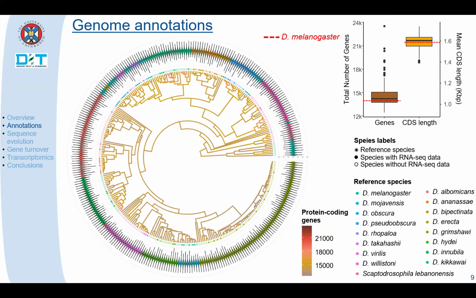There are a few things that we're talking about here. There are some clades which have unusually high gene numbers, like these species, which have around 20,000 genes compared to other species which have around 15,000 genes. And there are some species on the longer branches which have fewer genes. And this whole clade, which has a limited number of species with RNA-seq data, has a particularly low number of genes.